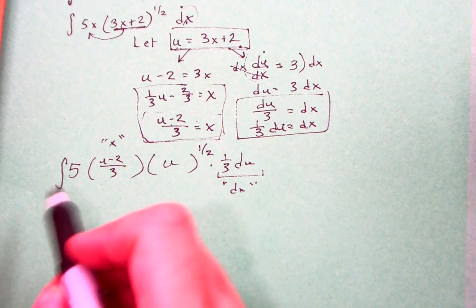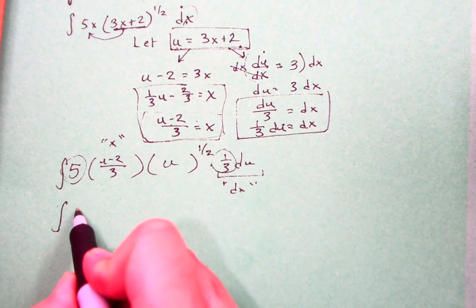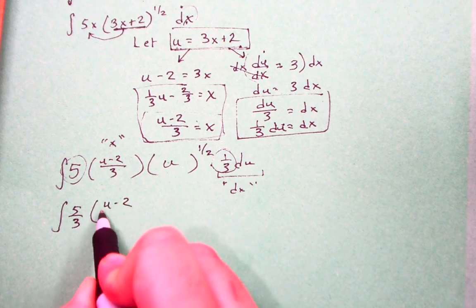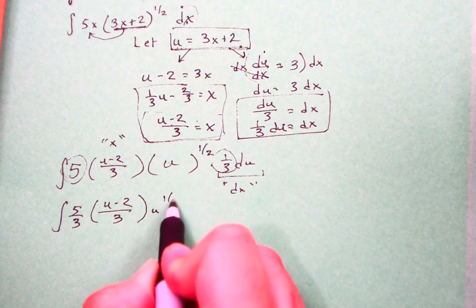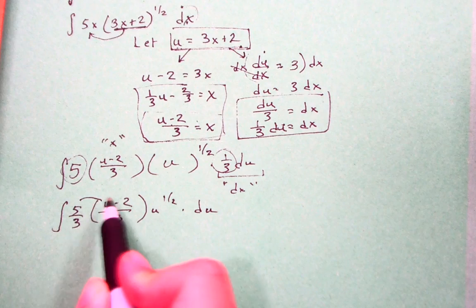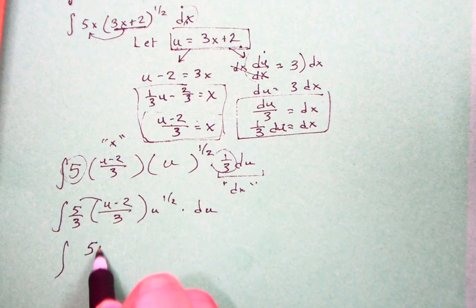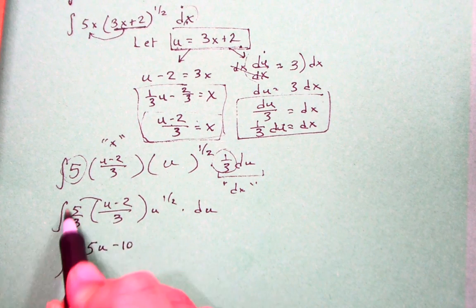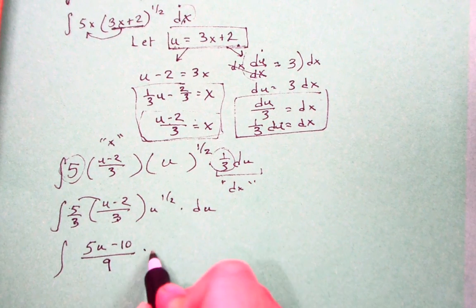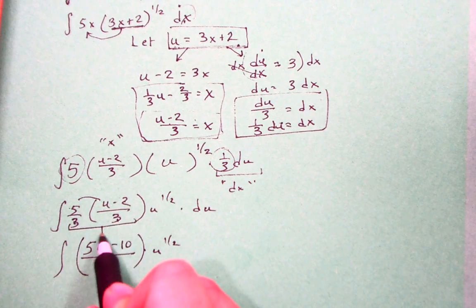Okay, well, what good does this do us exactly? Well, let's find out. I can combine the 5 here and the 1/3 there slightly to simplify it a bit, so that gives me 5/3 times u minus 2 over 3, u to the 1/2 du. I can go ahead and multiply, so that will give me 5u minus 10, if I multiply the 5's on top, and then 9 on the bottom, 3 times 3, times u to the 1/2. So this stuff makes this.